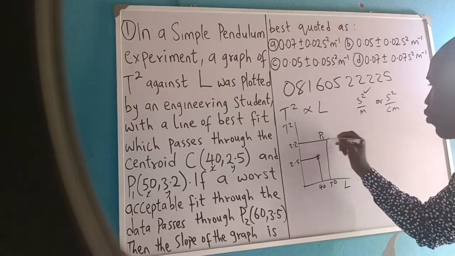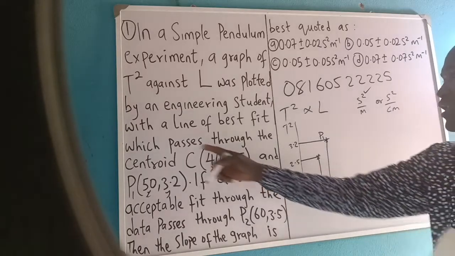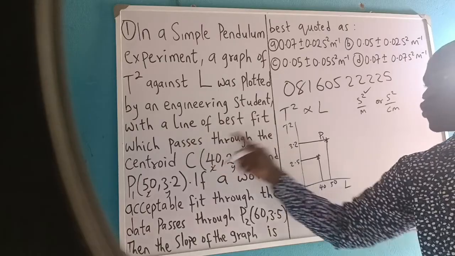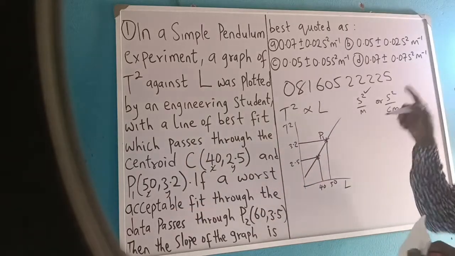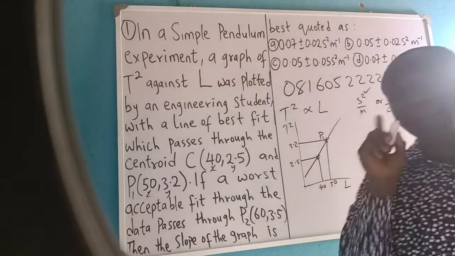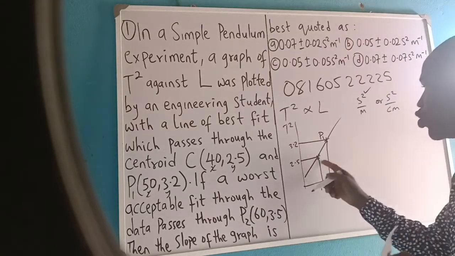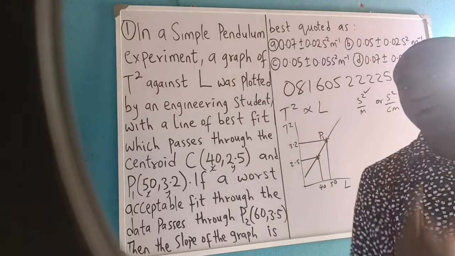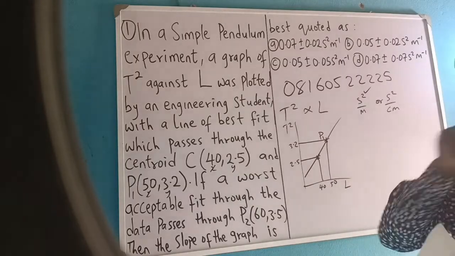Here is your P1. Now, your line of best fit passes through the centroid and P1. So it must pass through the centroid. If your line of best fit does not pass through the centroid, the implication is that your line of best fit is wrong. It is no longer a line of best fit. So it must pass through the centroid.